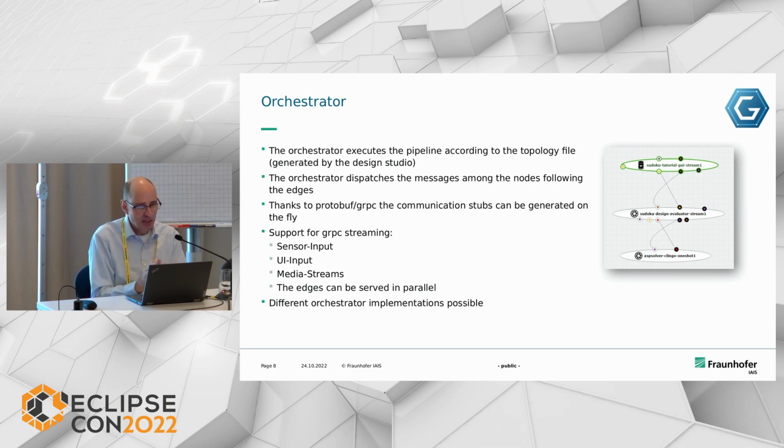And we also support gRPC streaming. That means we are able to support asynchronous communications like sensor input or user input, media streams, and the edges can be served in parallel. This is one possible implementation of an orchestrator, and there are different orchestrator implementations possible. So this is the only part, I would say, of Graphene that runs in an execution environment.